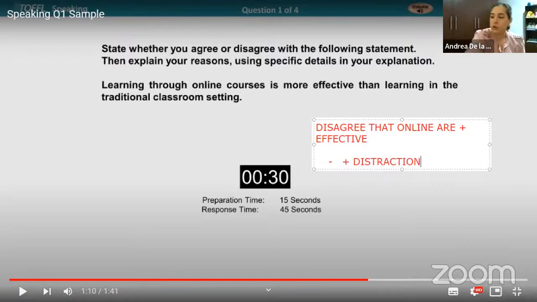You can't concentrate as well. You can get distracted easily. There are many ways to express the same idea, right? You could say when you take online courses, there are more distractions. You can't concentrate that easily. It's harder to focus. Many ways in which you could say the same thing. Great. Can you think of another reason why online courses are not very effective?